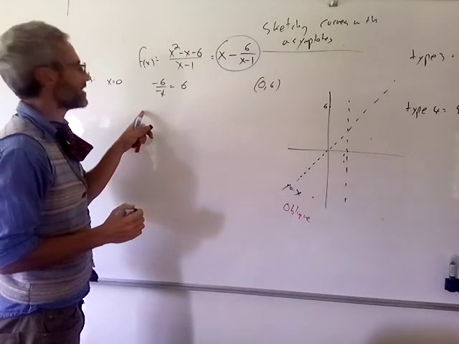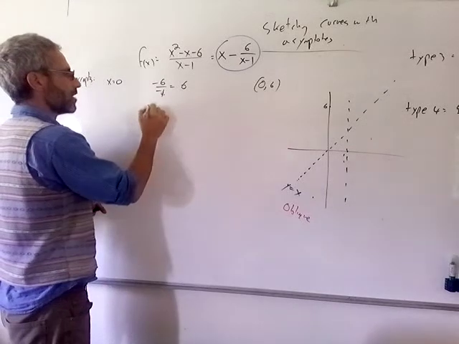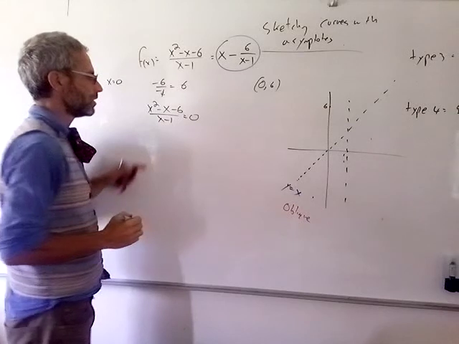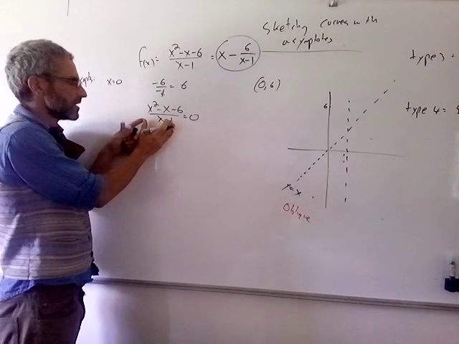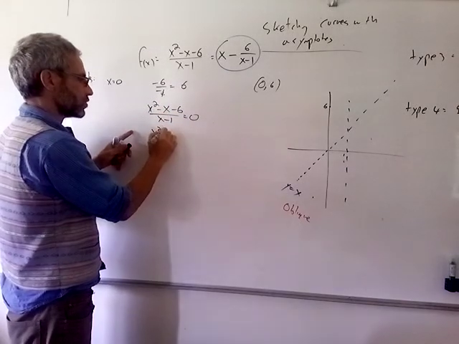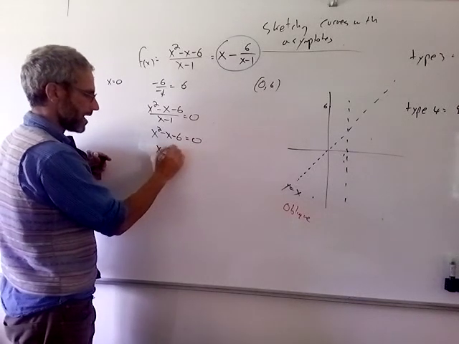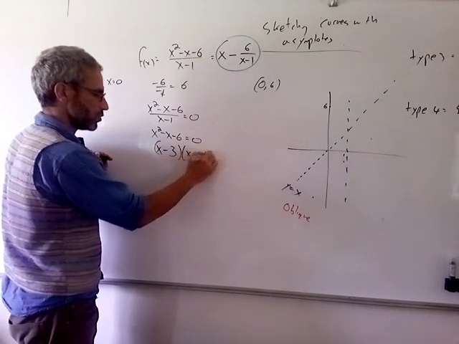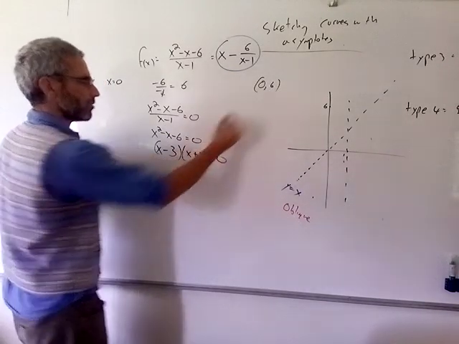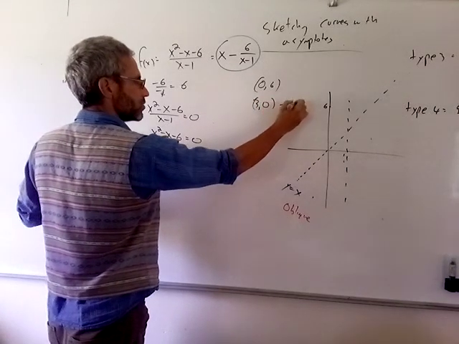X-intercepts are when y is equal to 0. So I'm going to write x squared minus x minus 6 over x minus 1 equal to 0. I can obviously ignore the denominator. For this whole thing to be 0, I need the top to be 0. So I need to solve this, which must be equal to 0. So (x minus 3)(x plus 2) equals 0. So I've got two x-intercepts. I'll write them down: (3, 0) and (minus 2, 0).